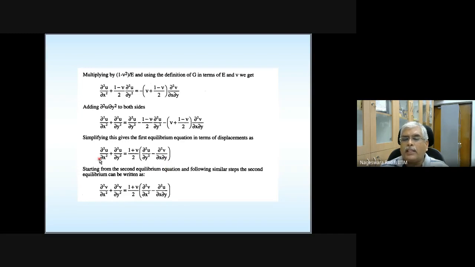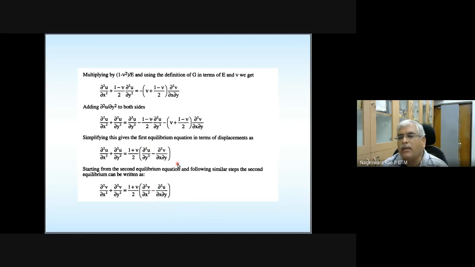And please note that in this equation second derivative of u is there, and here second derivative of v is there. And when you have second derivative of u on the left hand side, on the right hand side you can see u and v are there. And similarly in the second equation. So these two equations are not independent, they are coupled equations. Coupled equilibrium equations. How do you solve these coupled equilibrium equations? It doesn't matter. These are the equilibrium equations.